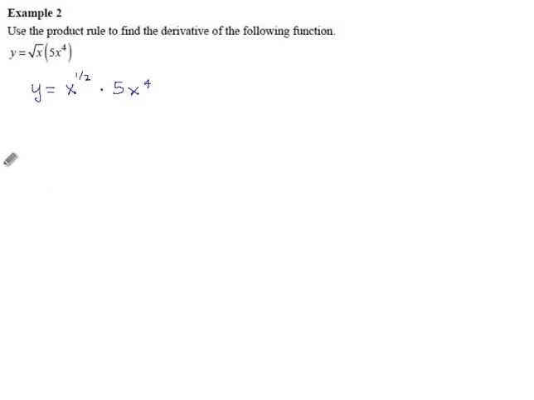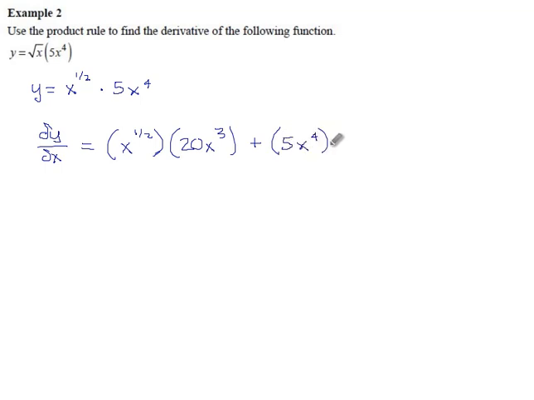So you'll recall the product rule tells us that the derivative of something times something else is first d second plus second d first. So we write the first part, which is x to the 1/2, and that's multiplied by the derivative of the second piece. So the derivative here would be 4 times 5 is 20, x to the power drops by 1, plus, now we go the other way, second d first. Second part is 5x to the 4th, and the derivative of the first part is 1/2 x to the minus 1/2.